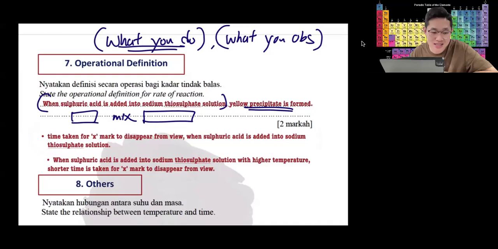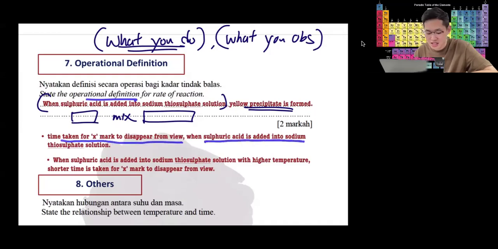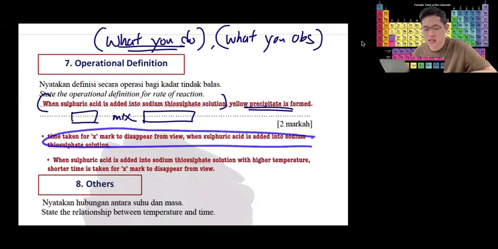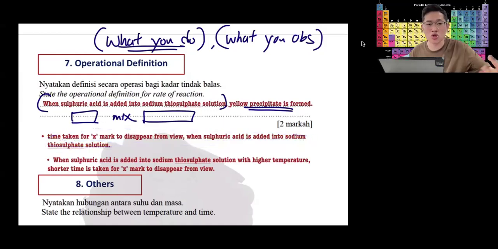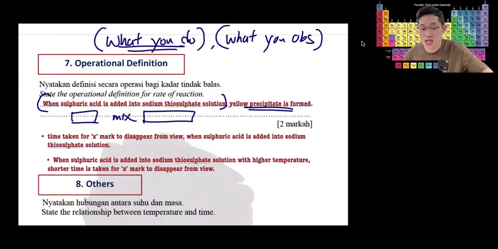The second type of answer is: operational definition is the time taken for X mark to disappear from view when sulfuric acid is added into sodium thiosulfate solution. This type of answer is like you're telling people what to observe. It's the data you want to collect in this experiment: what you do, and then the data you want to collect. There's a different way of writing the answer, so you might want to ask your teacher which one they prefer.